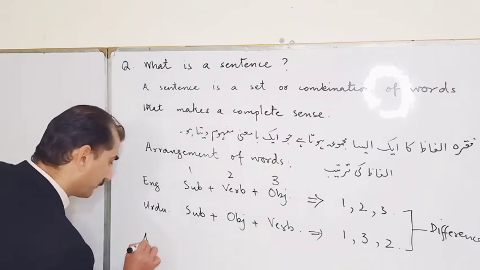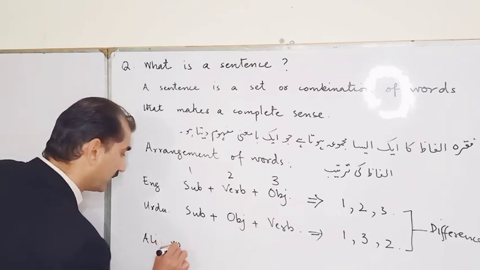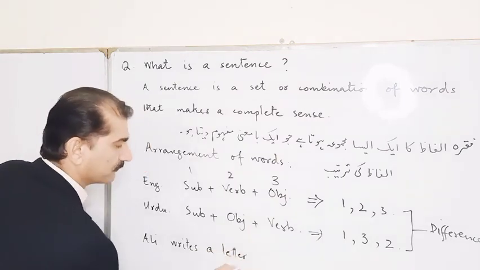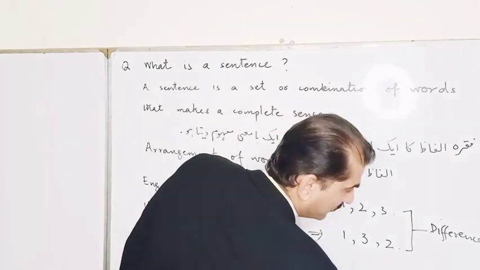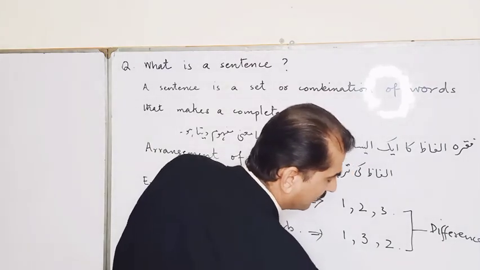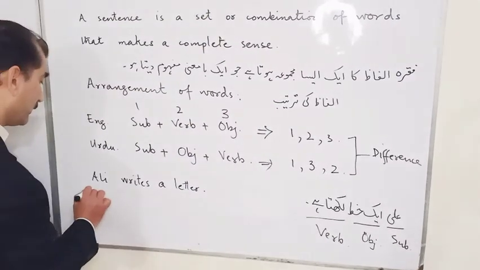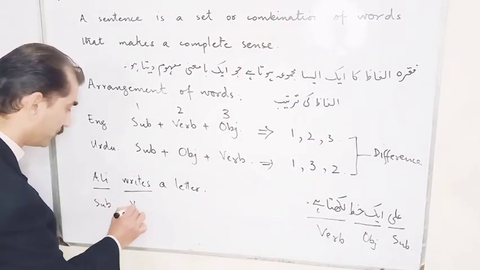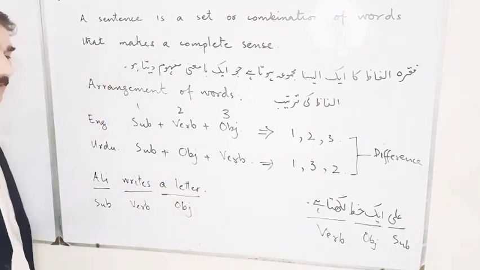Now look at the English pattern of this sentence or the translation of that Urdu sentence into English. Ali writes a letter. Now in this sentence we have used subject at the beginning, object just following the subject, and lastly we use the main verb over here. But in English we use the same subject at the beginning, but after the subject we used the verb, and lastly we added the object in the sentence.